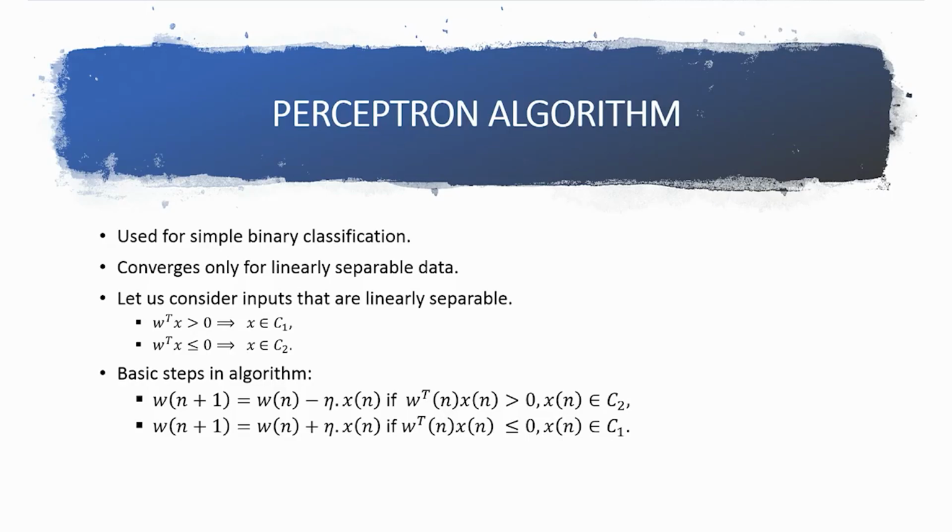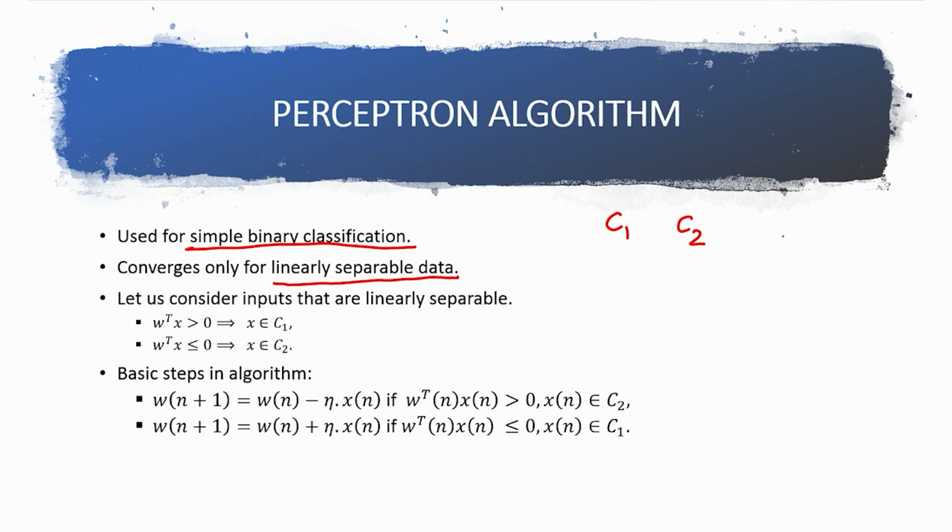Hello all, let us now look at a demo for Perceptron algorithm. As we have seen in the course, we know that Perceptron algorithm is used for simple binary classification problems. That is, when we have problems that have a class C1 and a class C2 that need to be separated by a hyperplane. We have also seen in the course that Perceptron algorithm converges only for linearly separable data.